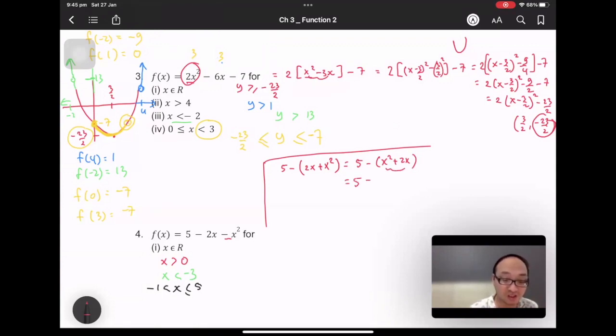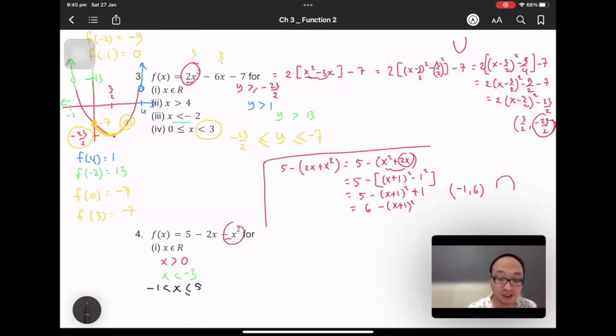So it's 5 minus, we prepare the bracket. So it's bracket and minus. So this is x plus, 2x becomes 1, yeah, divide by 2 and x. And then minus 1 squared. So it's 5 minus x plus 1 squared plus 1 equals 6 minus x plus 1 squared. So the vertex will be -1 and 6. And since the x squared here is negative, it will be an M shape.